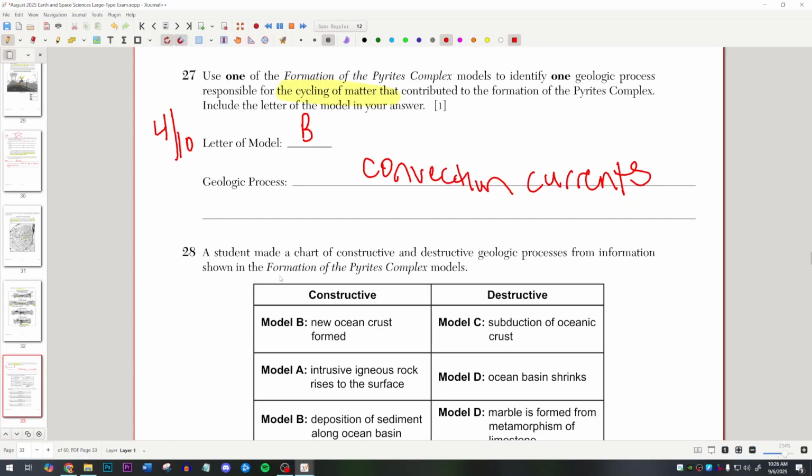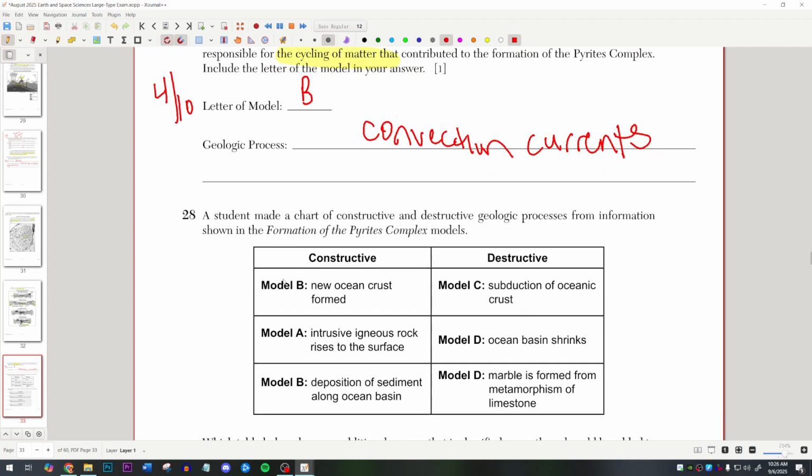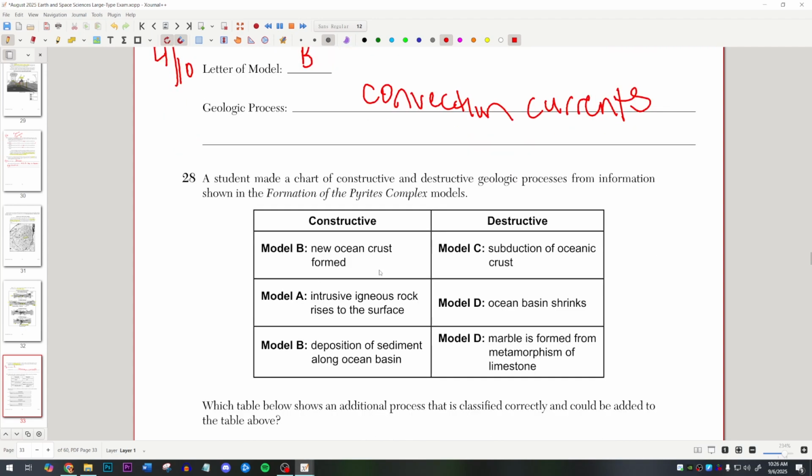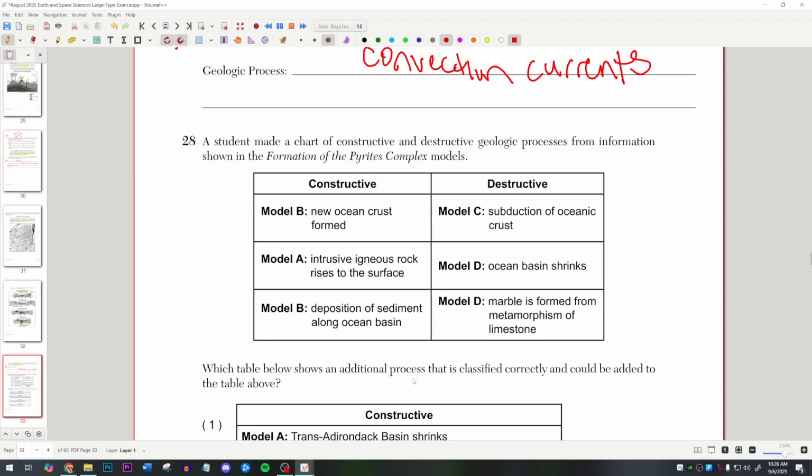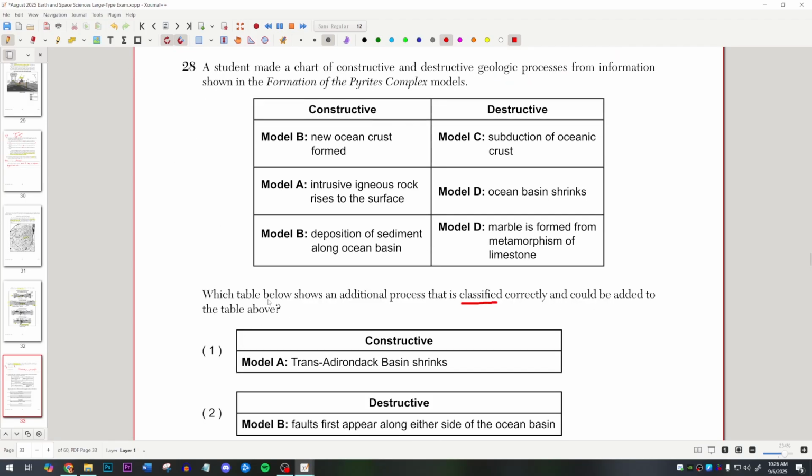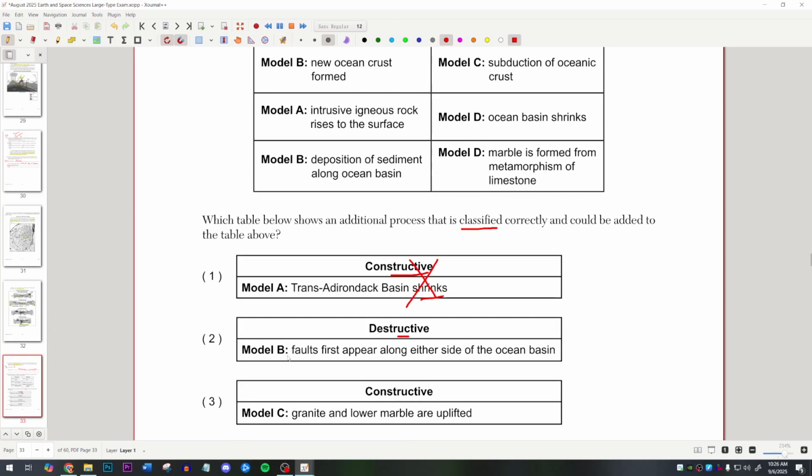Student made a chart of constructive and destructive geologic processes from information shown in the formation of the pyrites complex models. Which table shows an additional process that's classified correctly? Classified means grouped and can be added to the table. All right, so let's just see something. Constructive, that's building up something. Destructive is to destroy. If something's shrinking, that's destructive, so that's not constructing. Destructive, faults first appear along the sides of the ocean basin. So faults are destructive. They're going to destroy stuff.